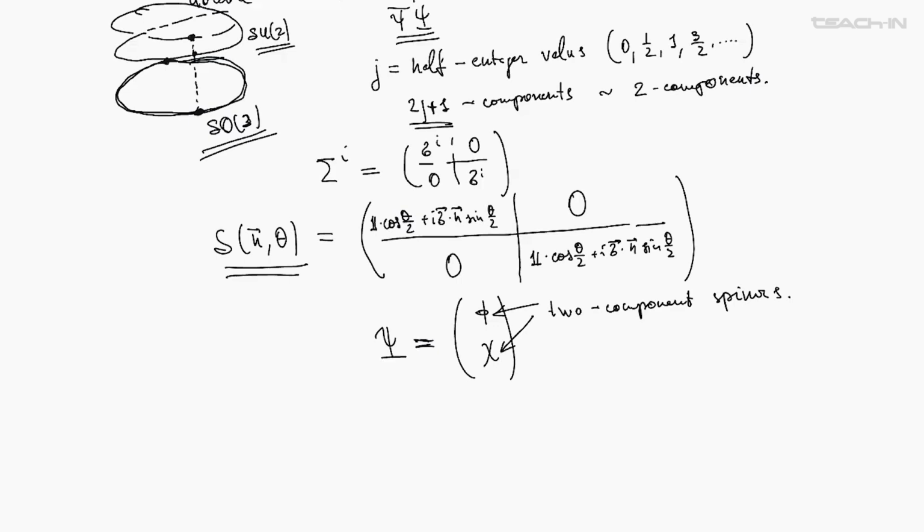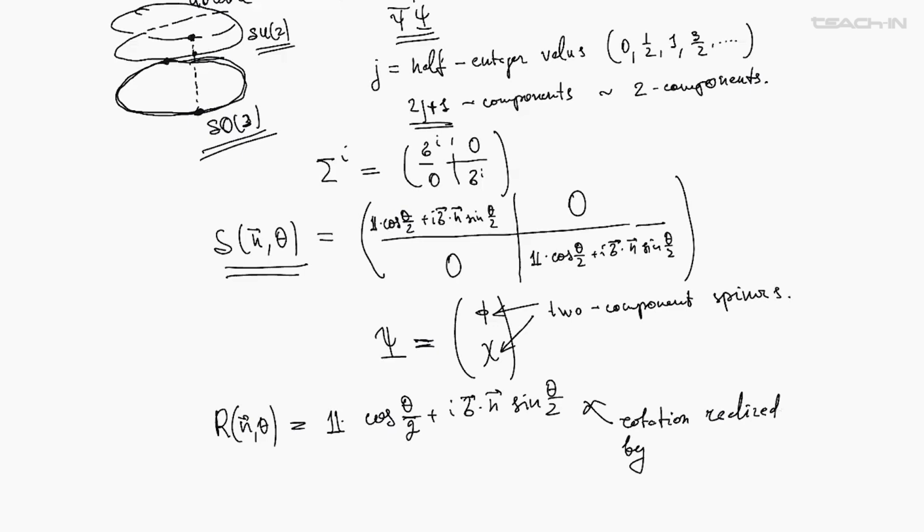Identity multiplied by cosine theta over 2 plus i sigma n multiplied by sine theta over 2. So it's a realization of rotations by means of 2x2 matrices. Rotation realized by 2x2 matrices, and this is the same as representation of spin 1/2.